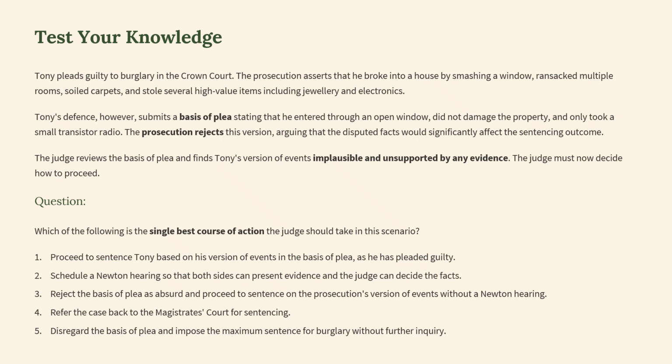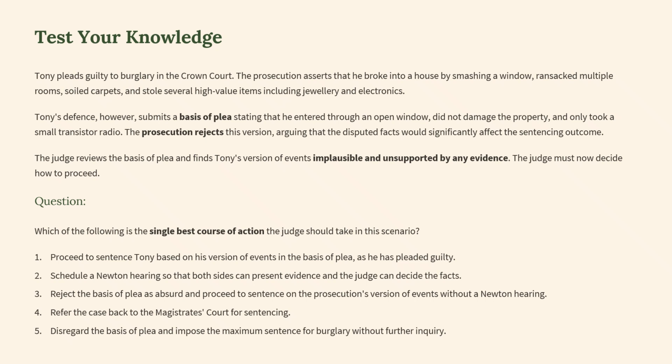The prosecution rejects this version, arguing that the disputed facts would significantly affect the sentencing outcome. The judge reviews the basis of plea and finds Tony's version of events implausible and unsupported by any evidence. The judge must now decide how to proceed. So the question is, which of the following is the single best course of action the judge should take in this scenario? Option 1, proceed to sentence Tony based on his version of events in the basis of plea as he has pleaded guilty?